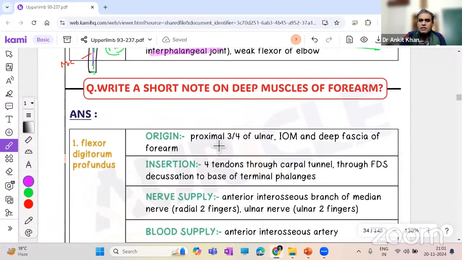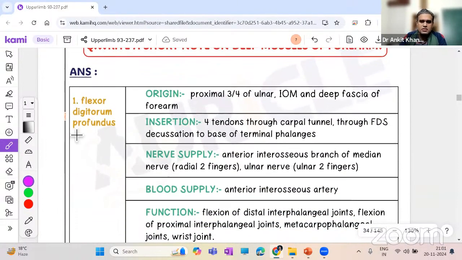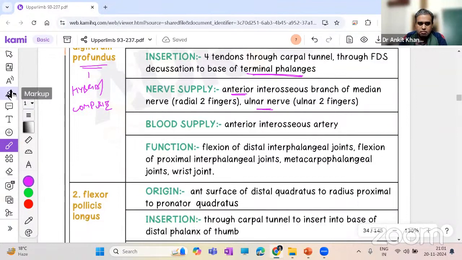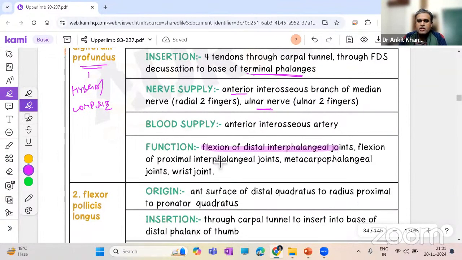Okay, now let's see the deeper muscles over here. 3 muscles. Here comes the FDP. Where is it going? To the base of the terminal phalanx. As you should know, nerve supply, we have seen, is anterior interosseous and the ulnar nerve. So it is also regarded as a hybrid or composite muscle. Functions: remember, it flexes the DIP joint, flexes the PIP also, and all these joints over here.